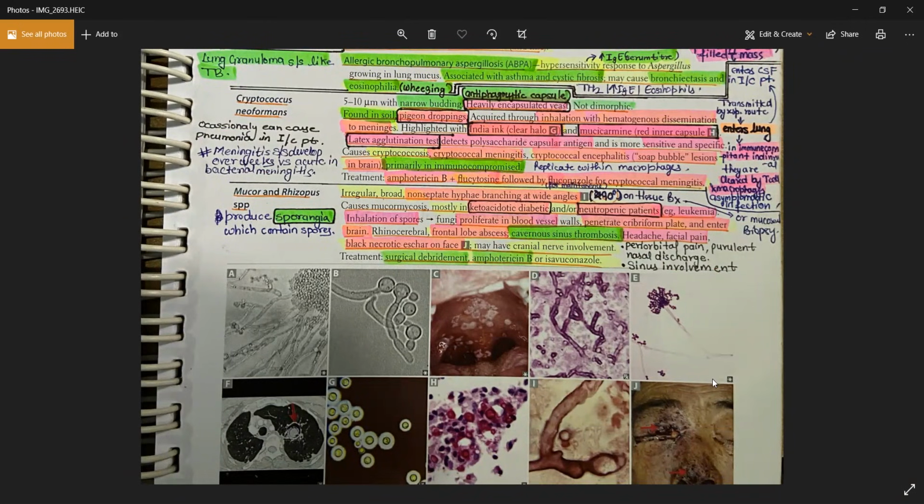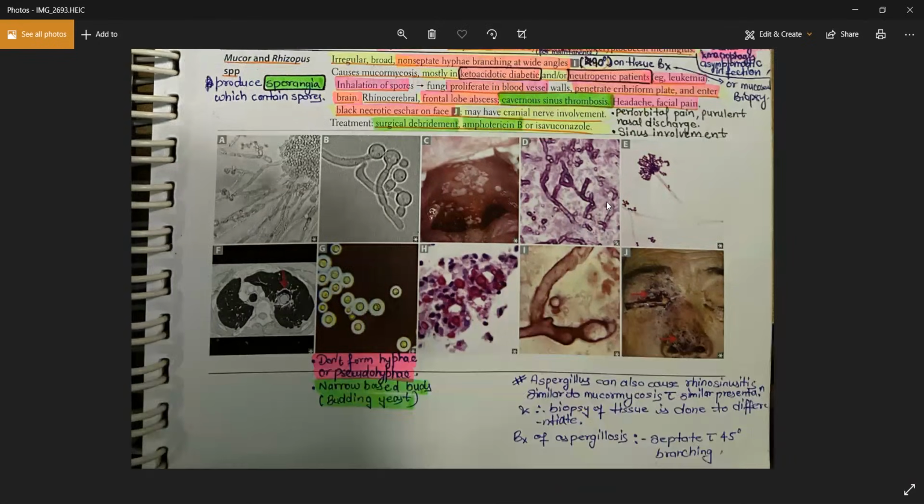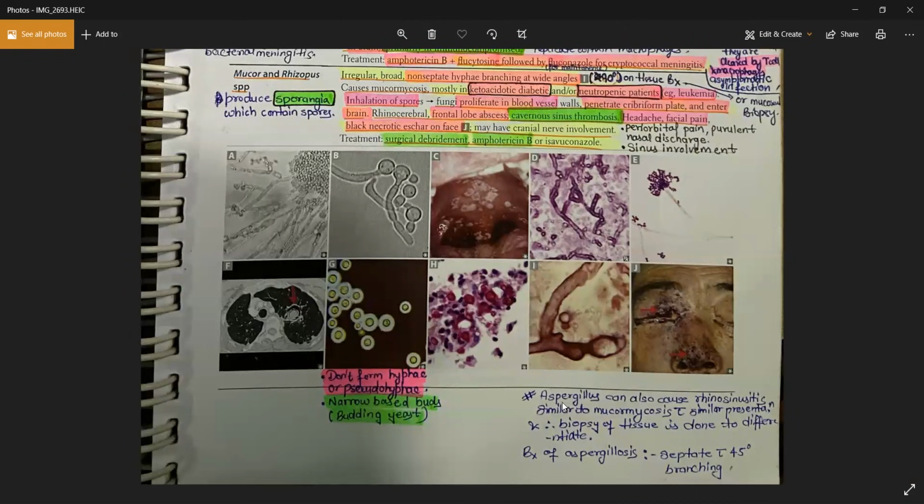So diagnosis is very important. Please look for the scrapings. Please look for the biopsy. Do not just rush to mucormycosis if you heard this necrotic scar thing. Both of them can cause the disease, but you need to learn from the biopsy only. I have mentioned it already. Aspergillus can also cause rhinosinusitis, similar to mucormycosis with similar presentations. So you need the biopsy to differentiate between the two.